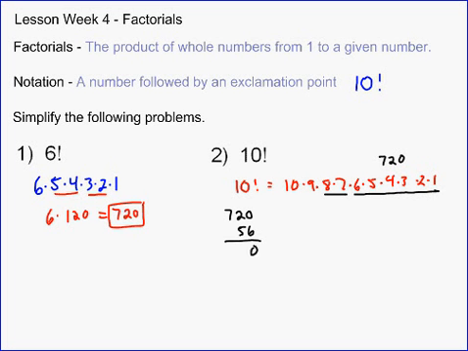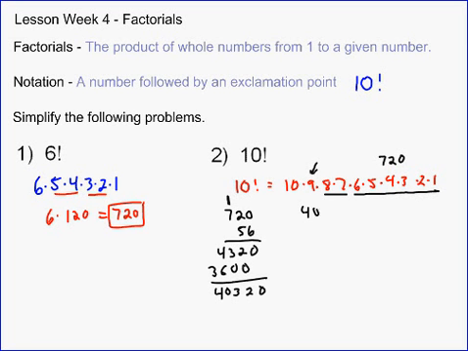6 times 0 is 0. 6 times 2 is 12, carry the 1, so 3, 4. 5 times 0 is 0. 5 times 2 is 10, carry the 1 again. 35 plus 1 is 36. So that's going to give us 40,320. I now need to multiply by the 9.